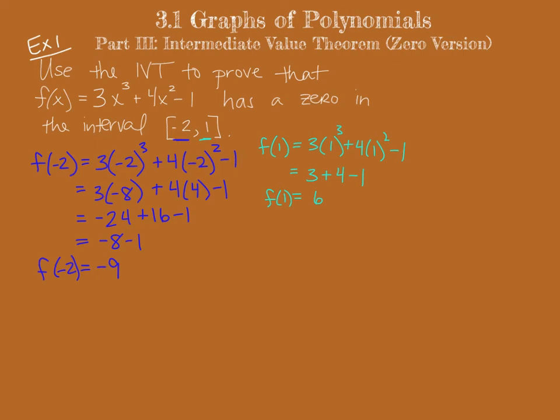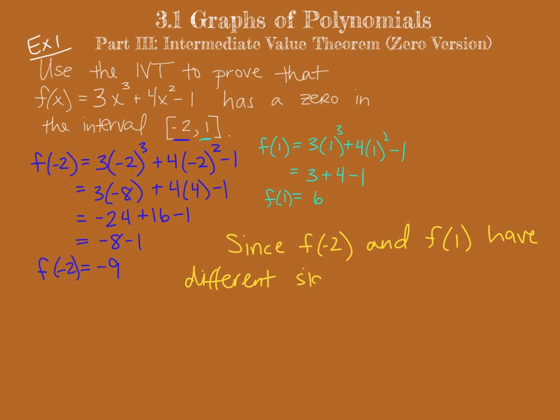Here's the conclusion that we can come to officially. I'll write that in yellow. So since f of -2, which was -9, and f of 1 have different signs, by the intermediate value theorem, we can conclude, and we can write this in 2 ways, so I'll write it both ways.